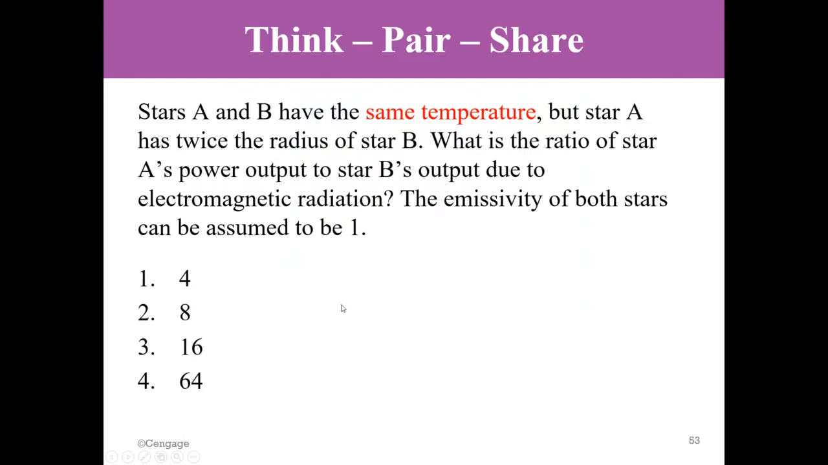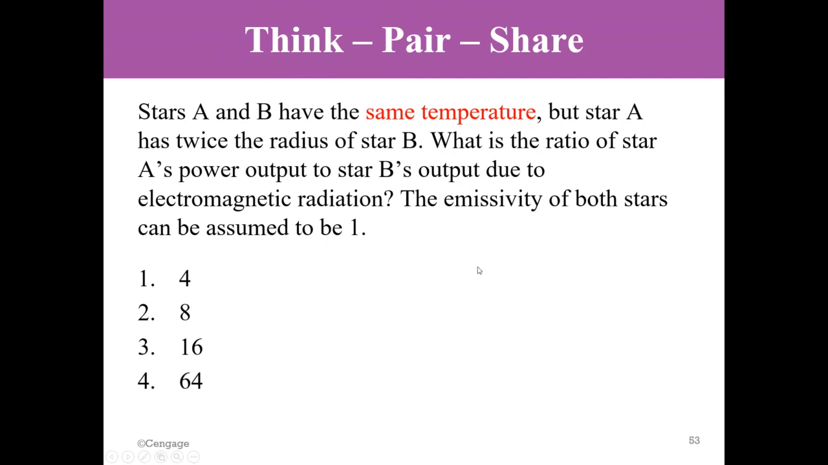Check your understanding. We have two stars, A and B, with the same temperature, but star A has twice the radius of star B. Twice the radius means the area now, because the area is pi r squared, if you square the radius, then the area would be quadrupled. What is the ratio of star A's power output to star B's output due to electromagnetic radiation? We are told the emissivity of both stars can be assumed 1.